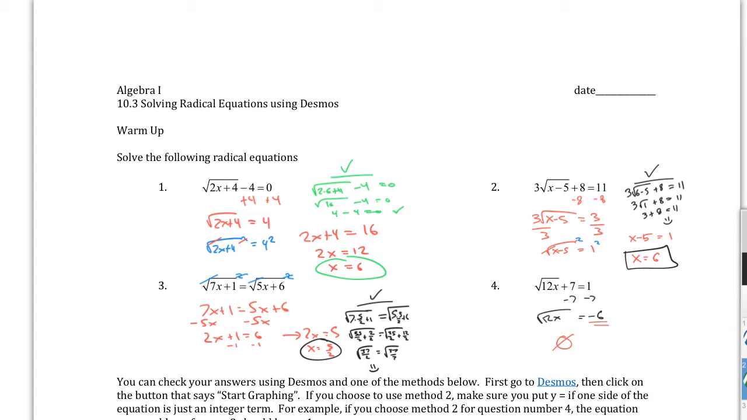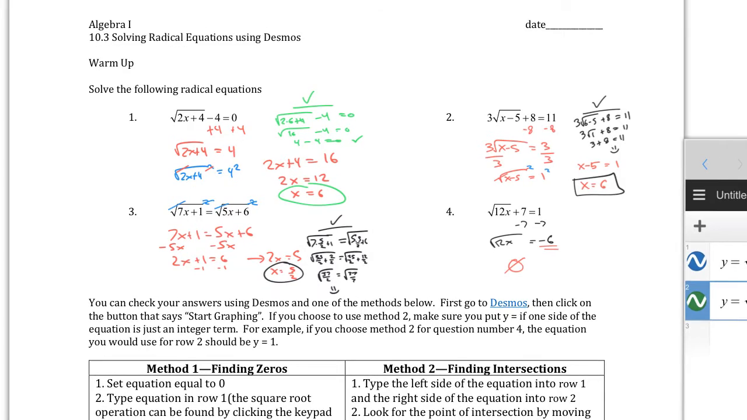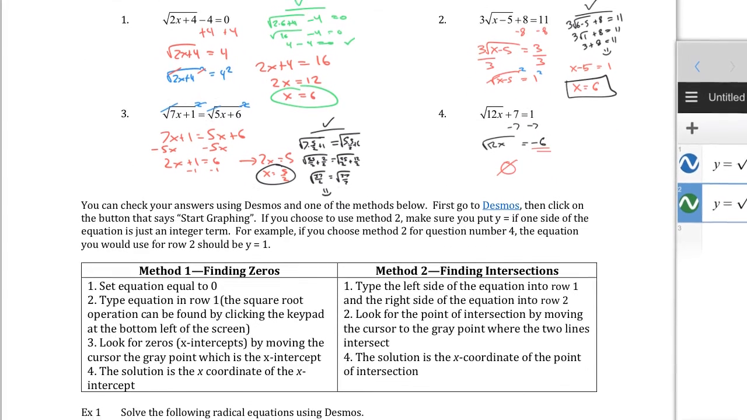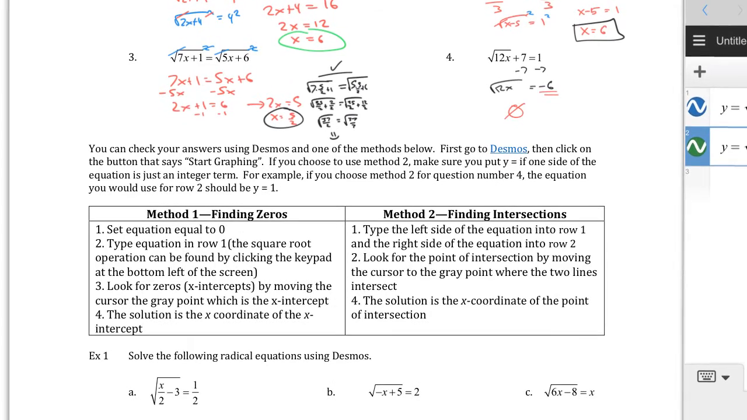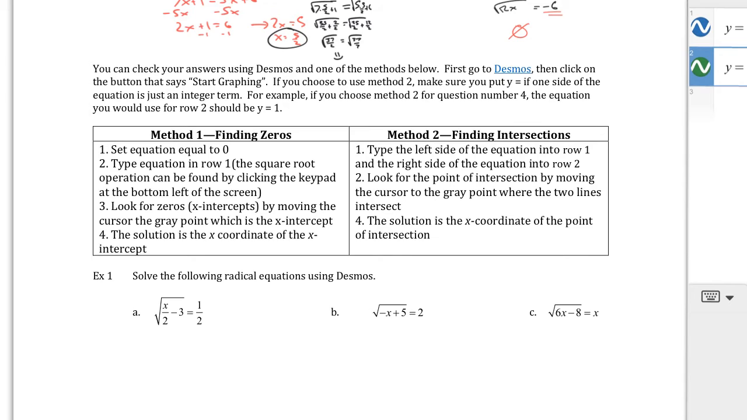All right, so what we want to do now is get to Desmos.com. So maybe you want to open up another tab, or maybe you want to use it on your phone. You can do that. But basically, we're going to solve these square root equations using Desmos. And so there's going to be 2 ways, and you can see them on the screen here. 2 methods.